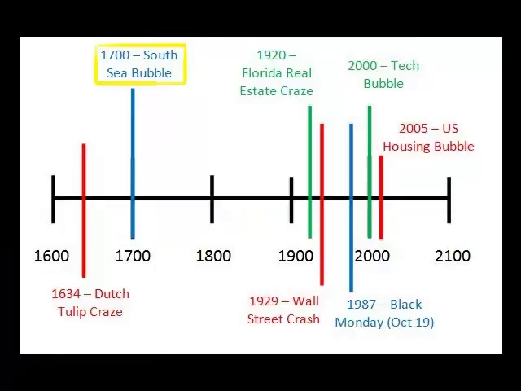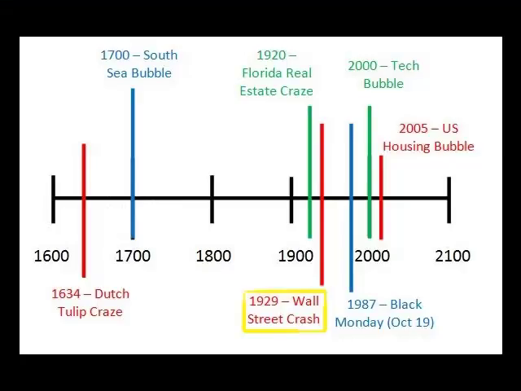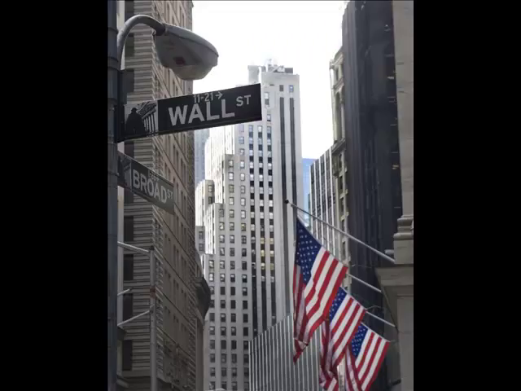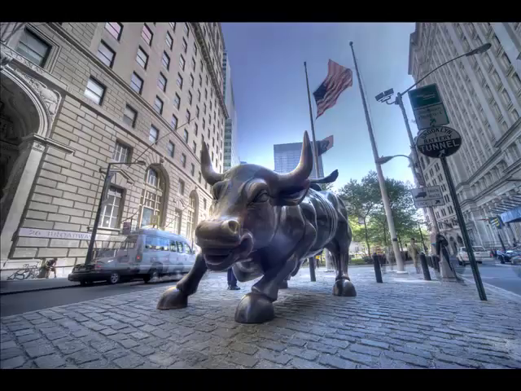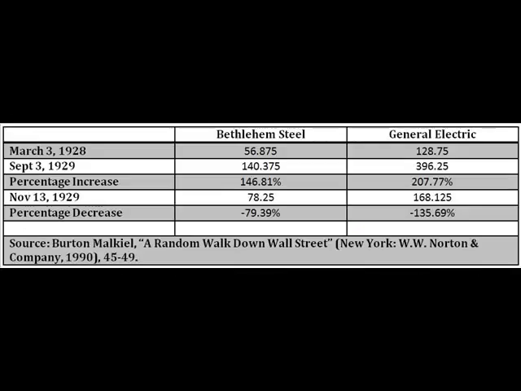Other speculative bubbles include the South Sea bubble of the 1700s, the Florida real estate craze of the 1920s, and the infamous Wall Street crash in 1929. The Wall Street crash was preceded by a bull market in the mid-1920s. Stock prices rose precipitously in the 18 months up to September 1929. For example, General Electric rose 208% to a price of $396.